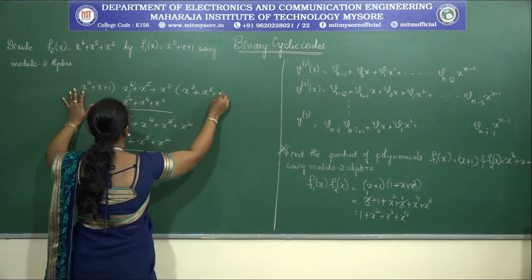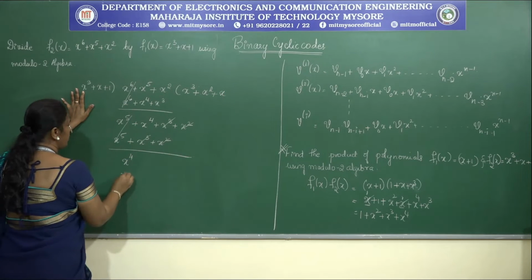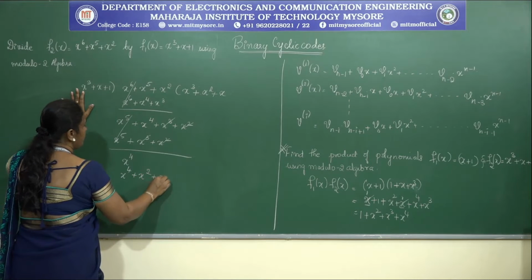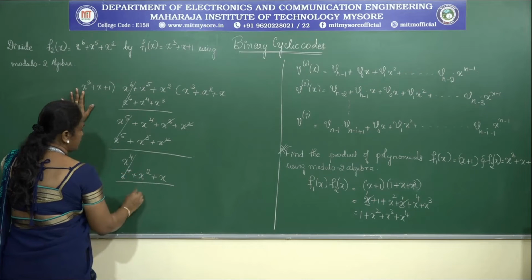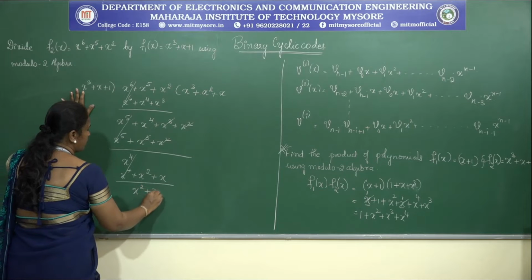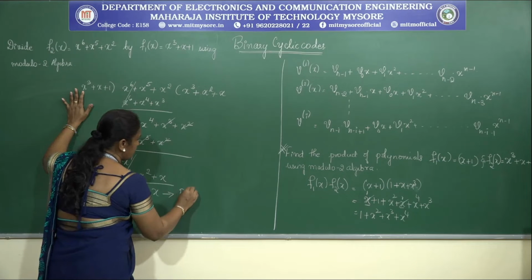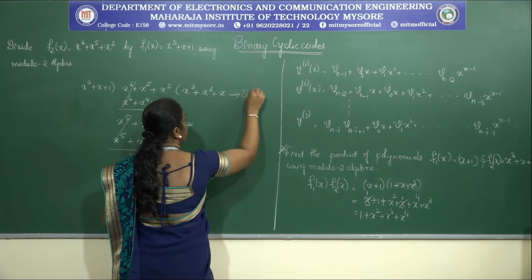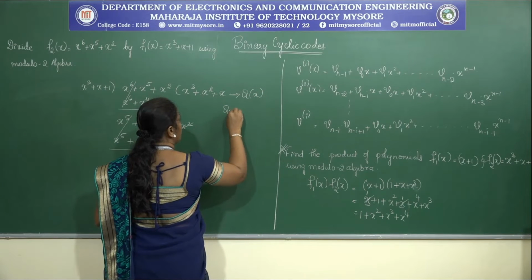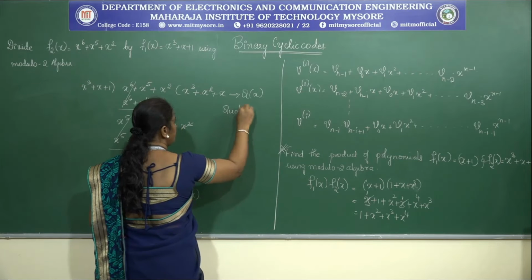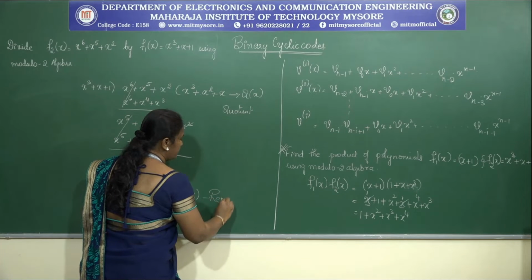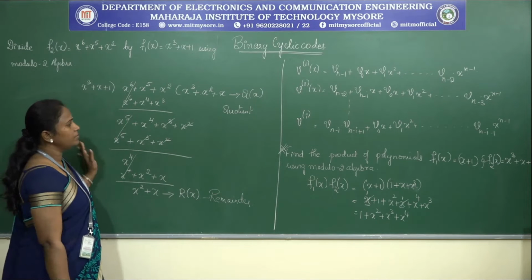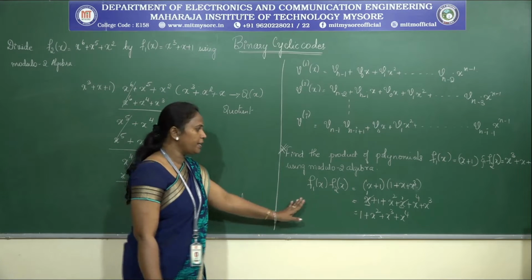So this is plus x. So it will be x to the power of 4 plus x square plus x. So these two get cancelled. So we are left with x square plus x. So this is considered as your R of x, the remainder polynomial, and this is your Q of x, that is your quotient polynomial. This is your remainder. Okay. So this is how we are going to perform the division as well as the multiplication.